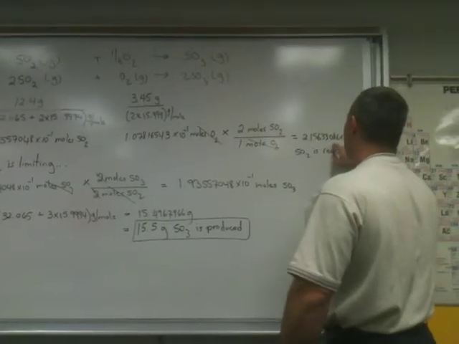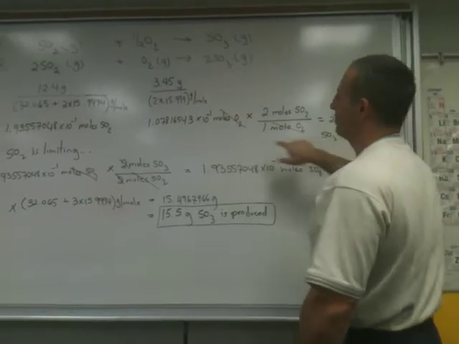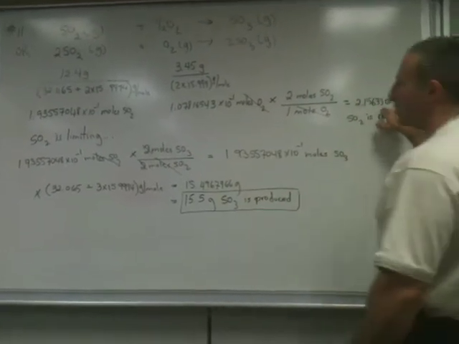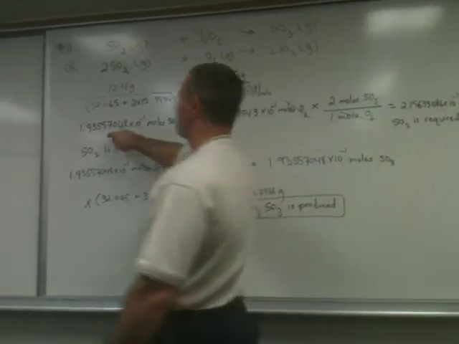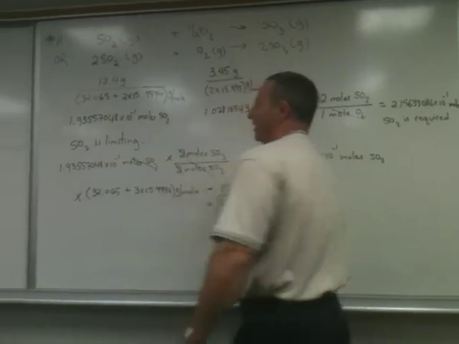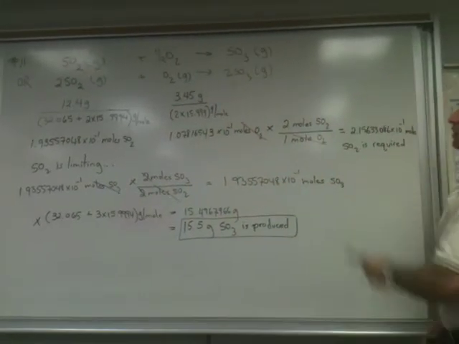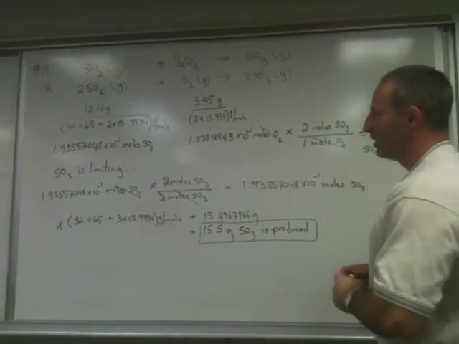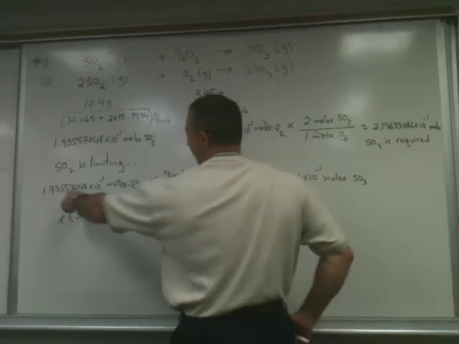So we need that many moles of SO2 to react with that many moles of oxygen according to the stoichiometry. We need that many moles, but we have that many moles. So what that tells us, since this number is smaller than that number, is that we don't have enough SO2 to react with all the oxygen. So SO2 is limiting.